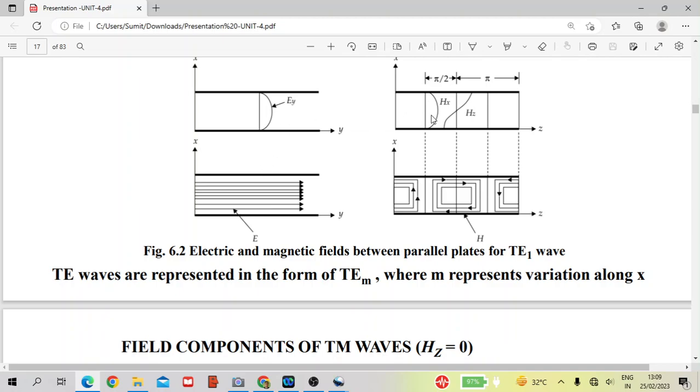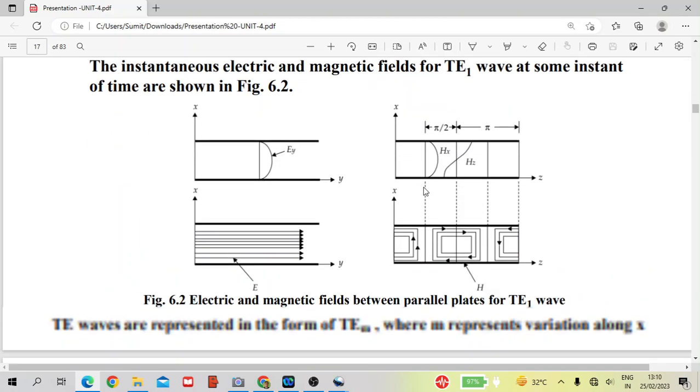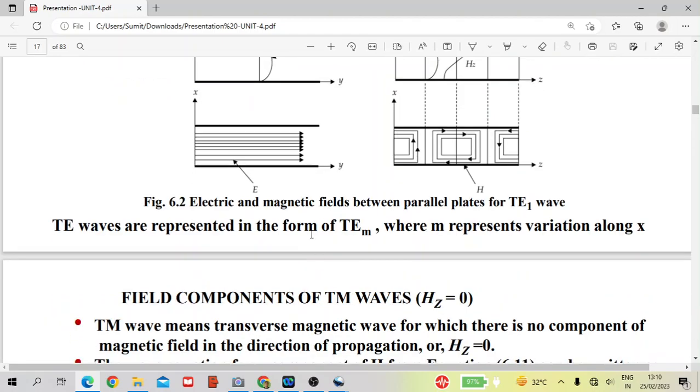This is the E field. The corresponding H field you can also see here. If you look from the top, this is the projection. The H field will look in this form. It is encircling the point along the Z direction. Actually this is the E field, so the H field will be perpendicular to that.